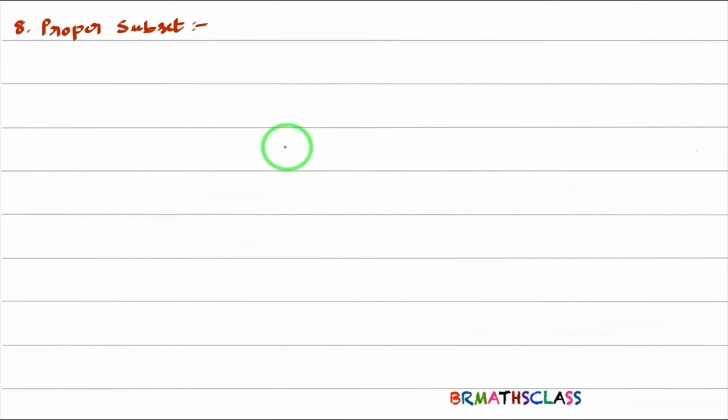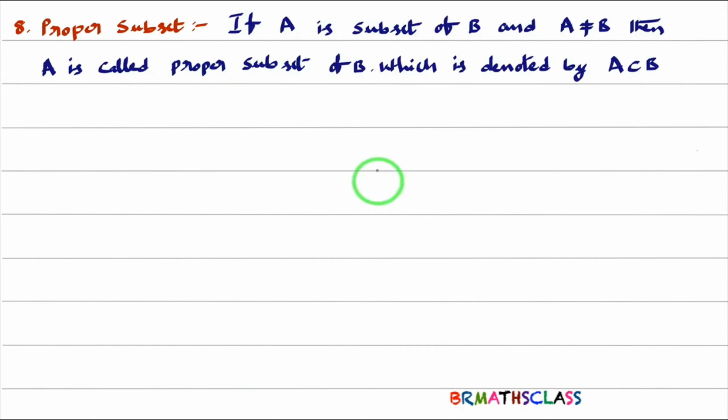The 8th synopsis is proper subset. What is a proper subset? If A is a subset of B and A is not equal to B, then A is called a proper subset of B, which is denoted like this. You observe here, I am not writing the symbol like this. Generally a subset we denote like this, but this is a strict subset. A is a subset of B, but A is not equal to B. Then A is called a proper subset of B.